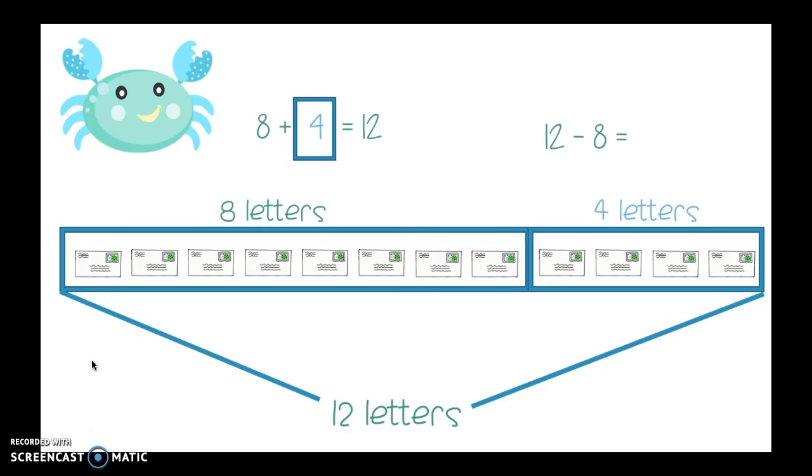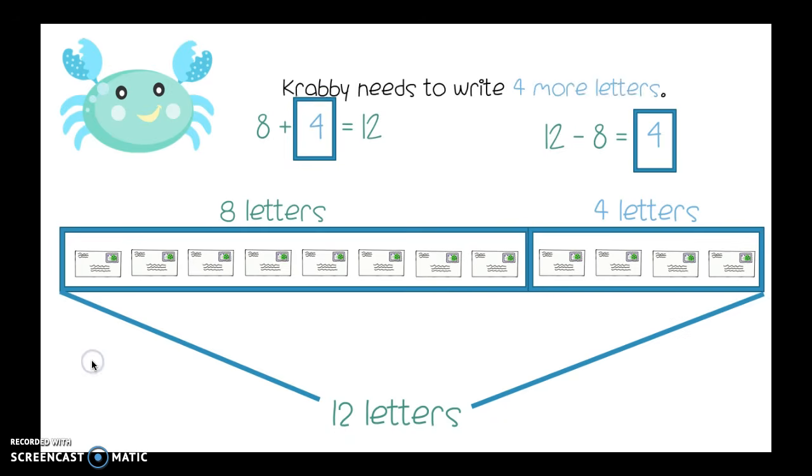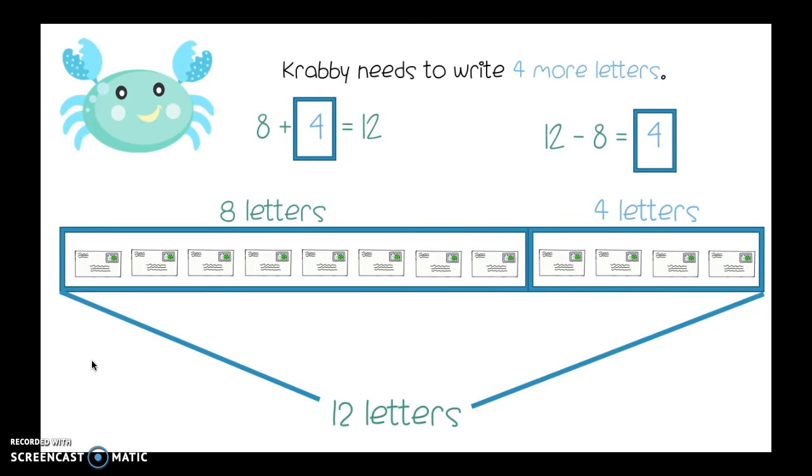Like I told you, you could subtract. You could say 12 minus 8 equals, because 12 is the whole amount and 8 was one of the parts. If you're going to do that, you can count backwards on your counting sticks. You can say 12 and then count back 8. 12, 11, 10, 9, 8, 7, 6, 5, 4. Perfecto. Either way, addition or subtraction, if you know the parts in the whole amount, you can figure out that Krabby needs to write 4 more letters.